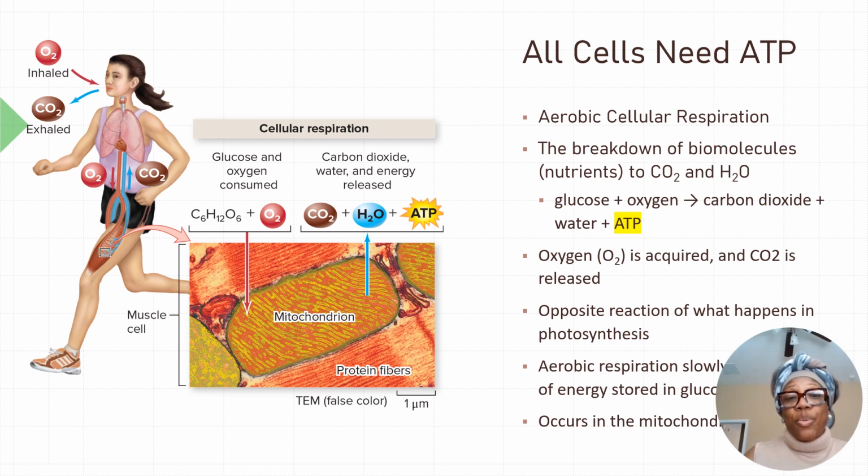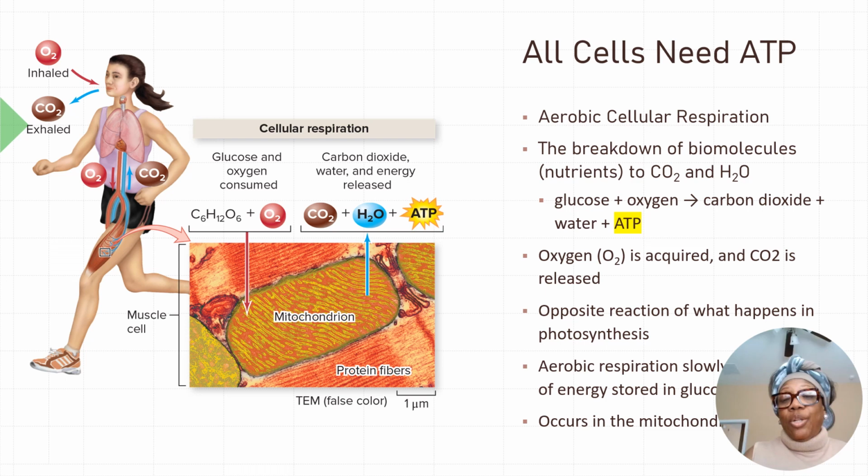So aerobic cellular respiration is a process by which glucose and oxygen are consumed, or taken in, and then broken down to produce carbon dioxide, water, and in that process energy is released. So the breakdown of biomolecules, nutrients, to carbon dioxide and water. You have your glucose and oxygen you consume, and then your end products are going to be carbon dioxide, water, as well as energy in the form of ATP. Now, oxygen is acquired and carbon dioxide is released during this process.